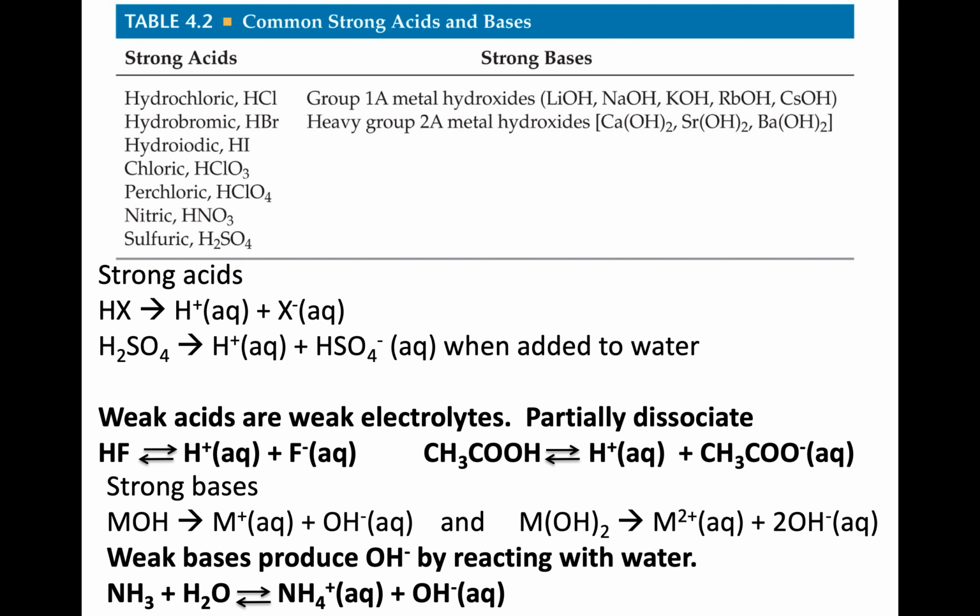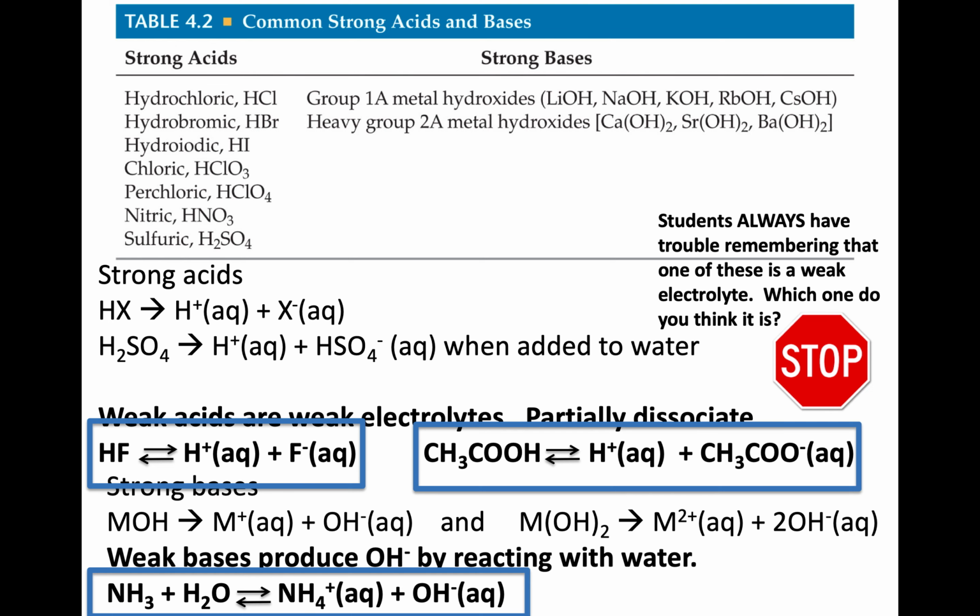Weak bases? Weak bases will produce hydroxide by reacting with the water. One that I need you to memorize is NH3, ammonia. There's no hydroxide within ammonia. But notice when it's added to the water, it forms the ammonium ion. That's the one polyatomic cation that you need to have memorized, and hydroxide. So the weak base is leading to hydroxide in the water by having reacted with the water. Those are three weak electrolytes I need you to memorize: HF, acetic acid, and ammonia. Two of them are acids, one of them is a base.